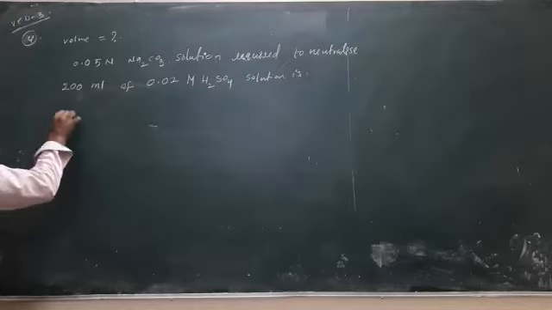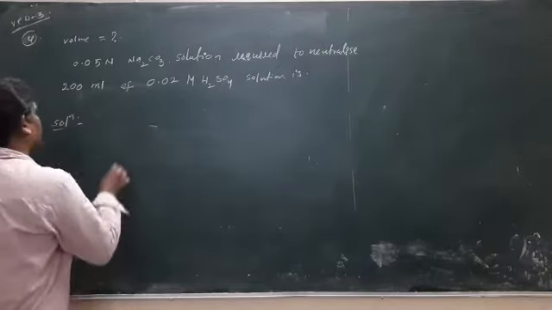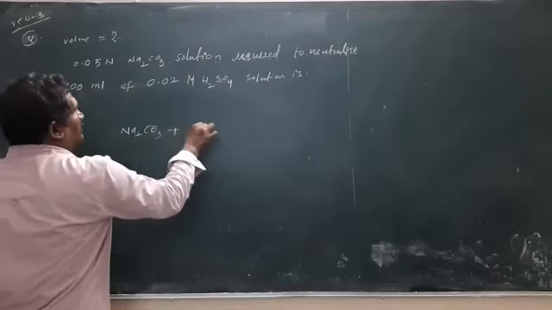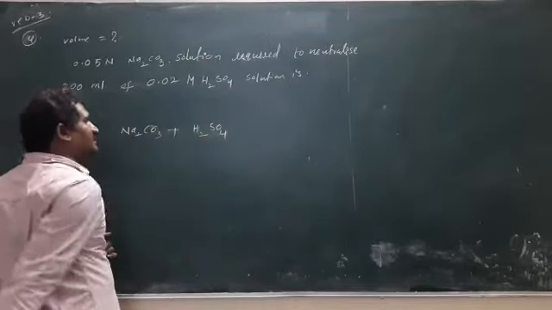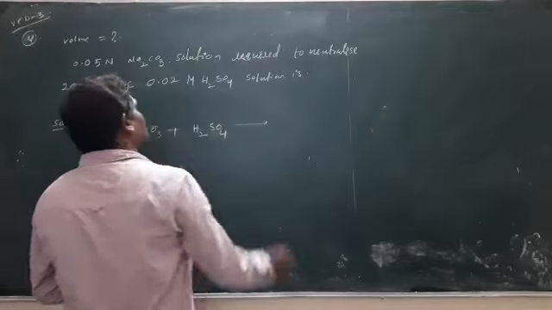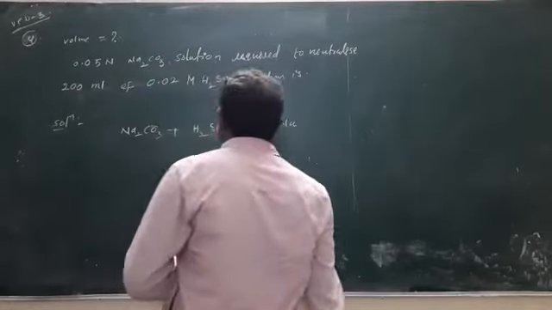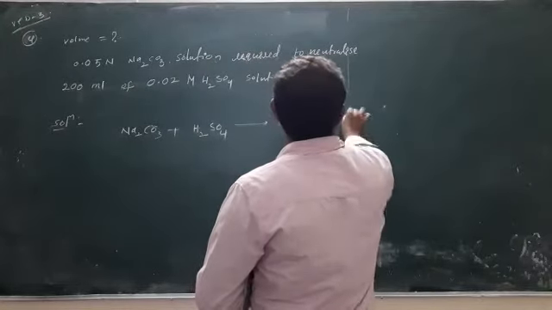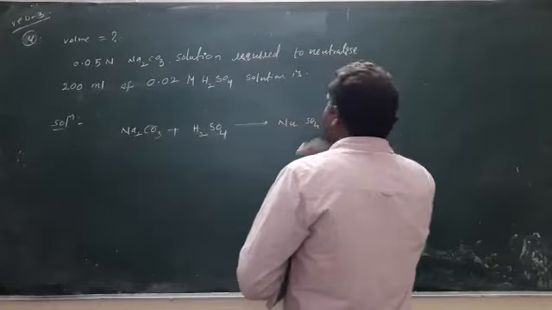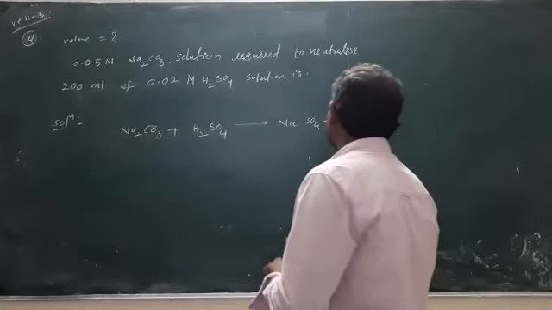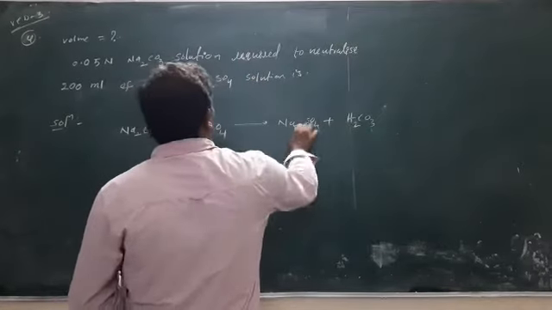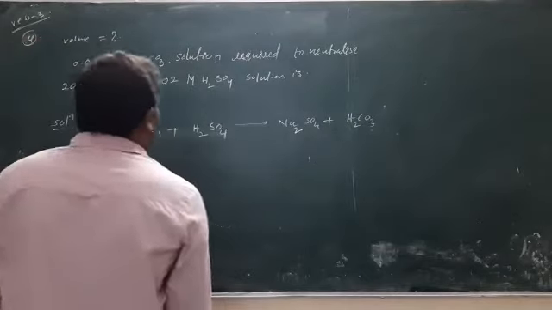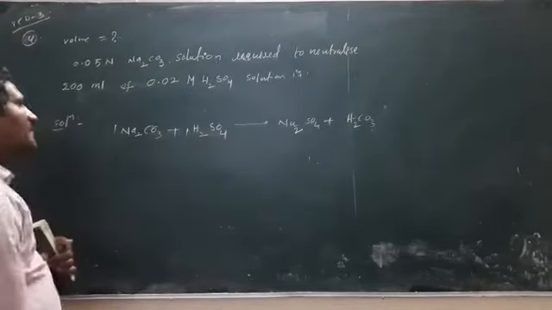First of all, how to write the balanced equation. Balanced equation means sodium carbonate, when it reacts with sulfuric acid, forms sodium sulfate plus carbonic acid, a weak acid, H2CO3. Now the balanced equation: Na2SO4 and H2CO3, it is balanced.